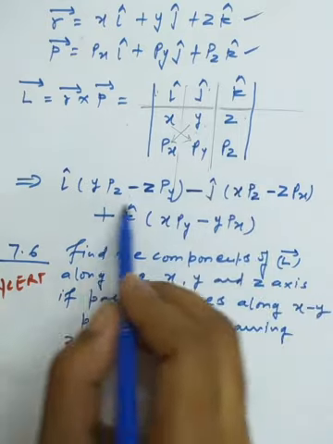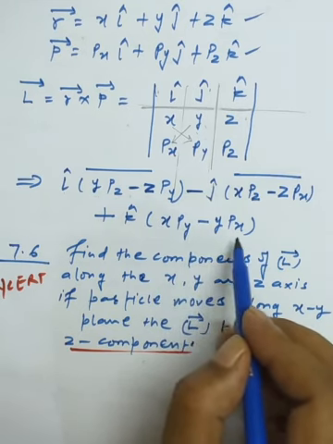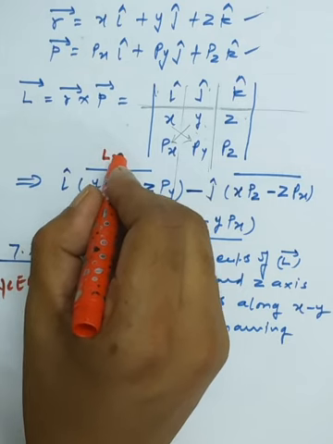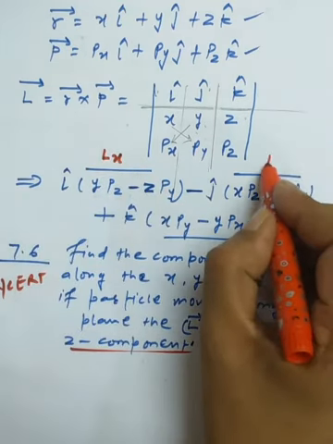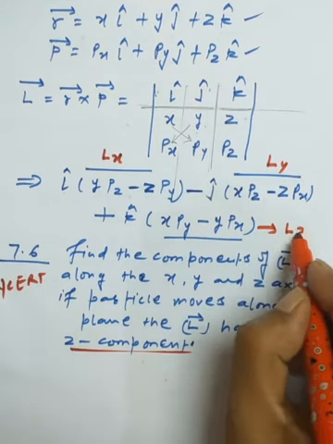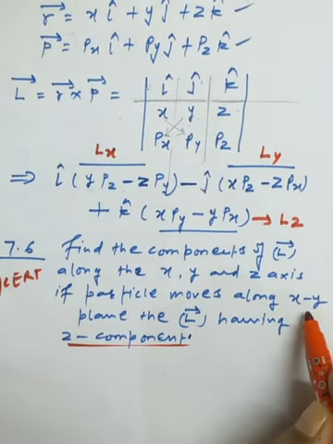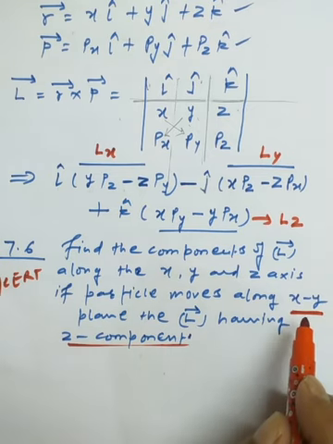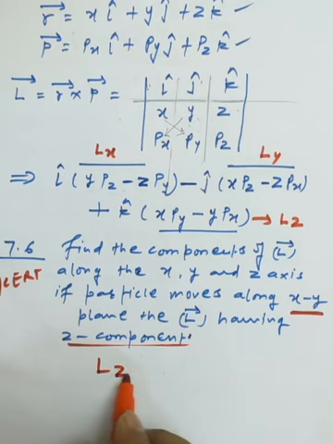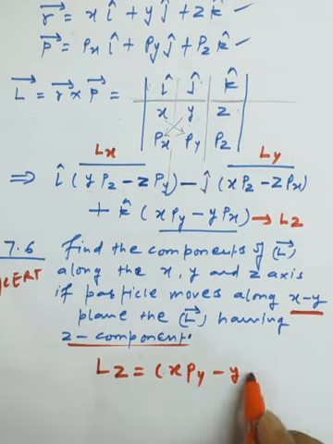So I have made the different components. Now this is the component of the angular momentum along the x-axis, this is the component along the y-axis, and this is the component about the z-axis. Whenever a particle is moving along the xy plane, it definitely has the component about the z-axis. So the angular momentum is acting along the z-axis with the component xpy minus ypx.